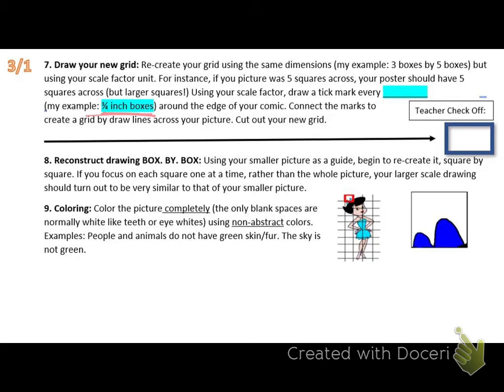Okay? So you would want me to check your grid before you start drawing as well. Let me check your grid. I would check that your lines are straight. I would check all that stuff. From there, you draw box by box.